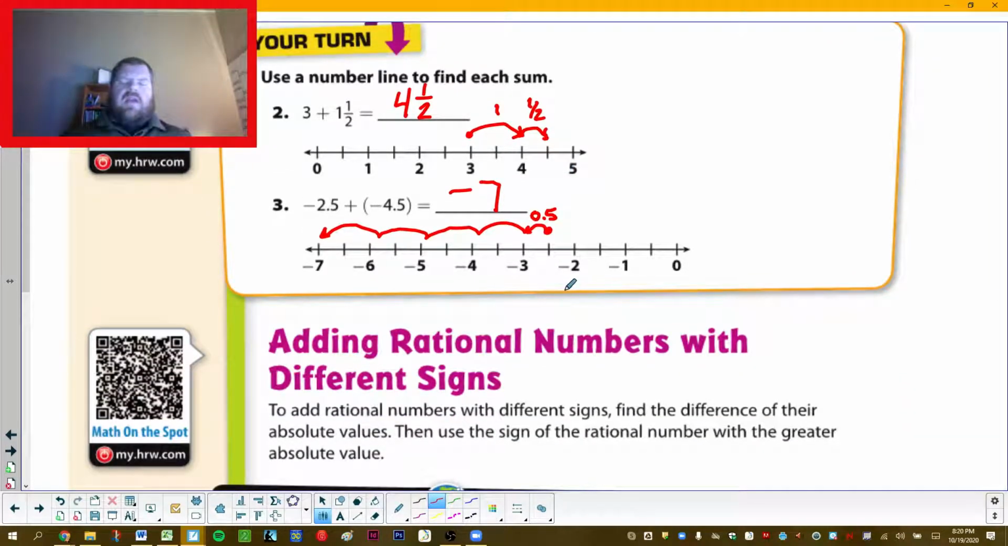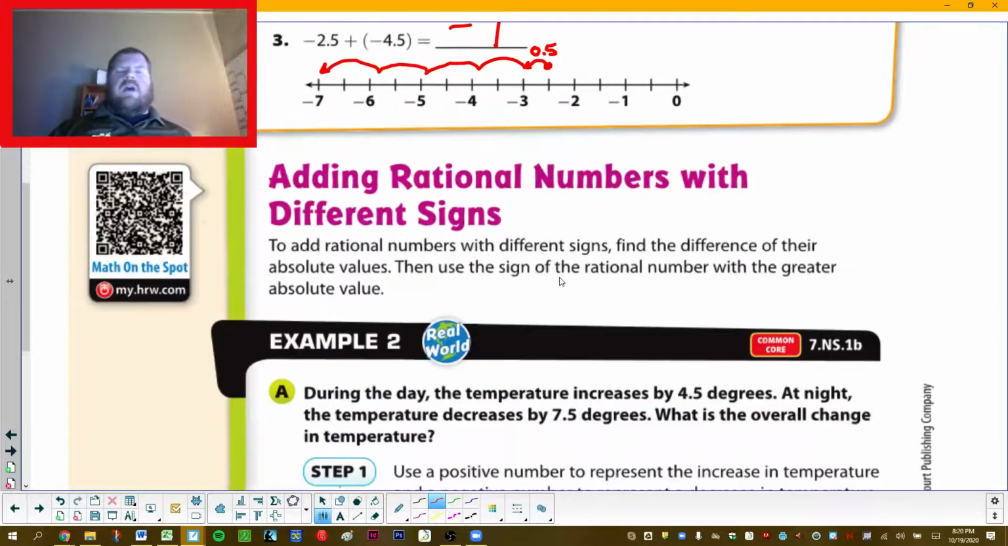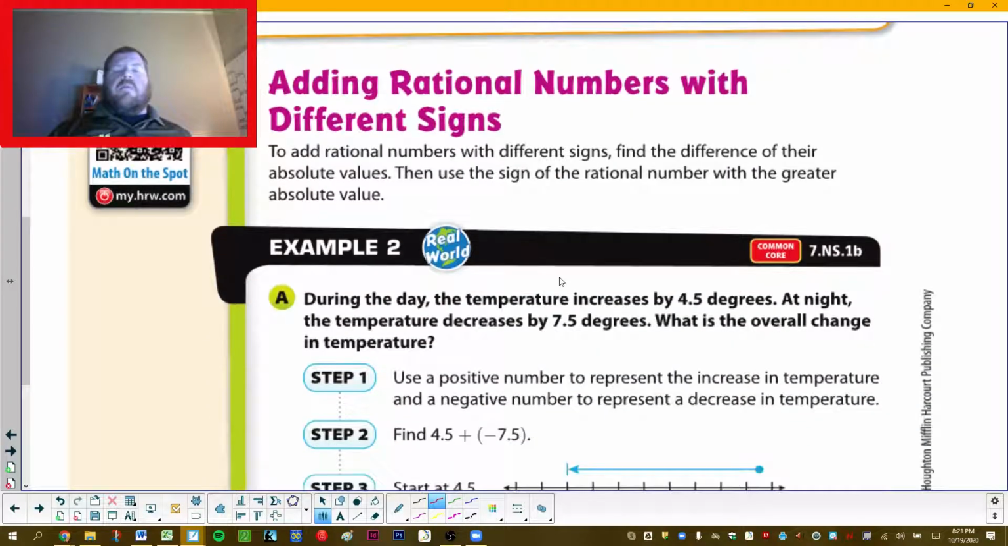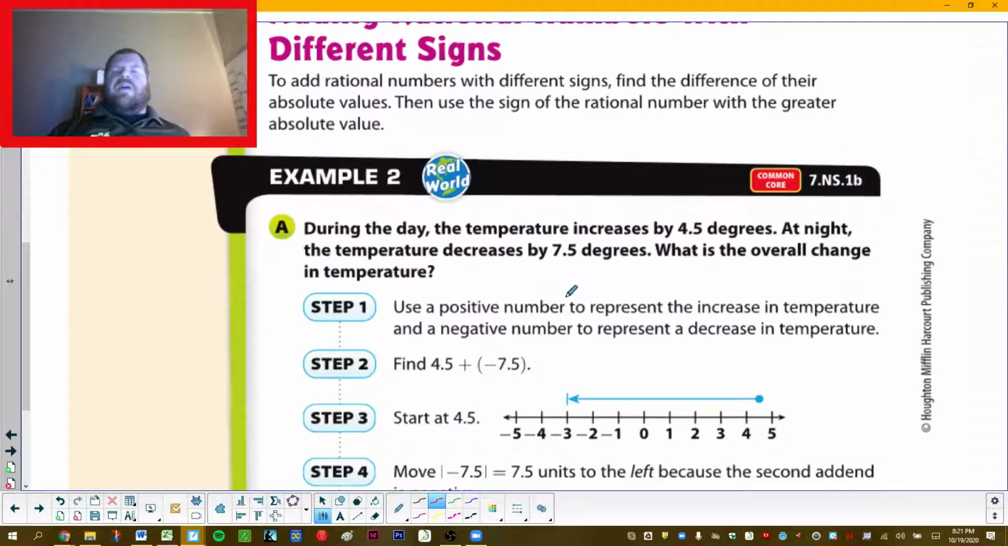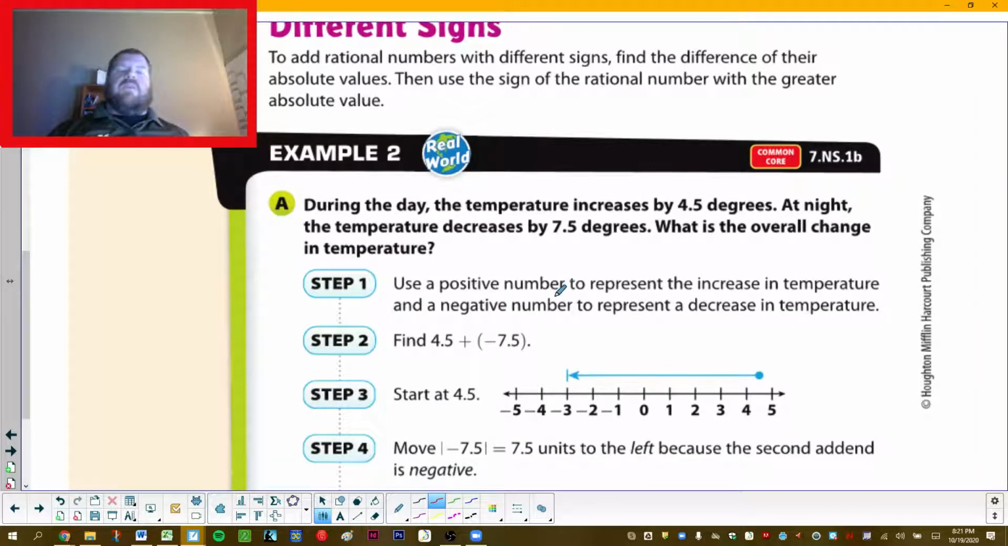Now I want to look at how to add rational numbers with different signs. When we added integers with different signs, we subtracted and then kept the sign from the bigger number. That's pretty much what we're going to do, except a lot of the times we're going to use a number line here. So I guess that's another option. You could subtract them and then use the sign from the bigger one if you wanted to. Okay, but here we're going to look at this example.